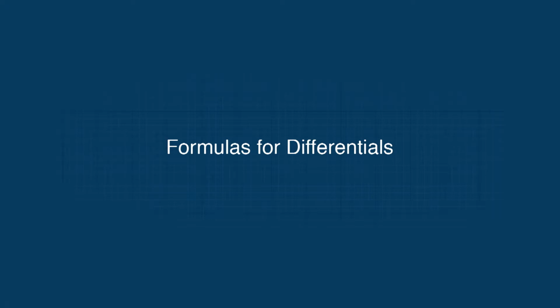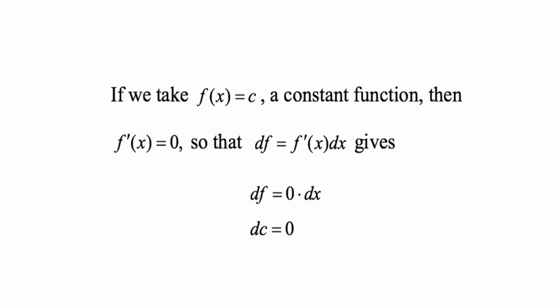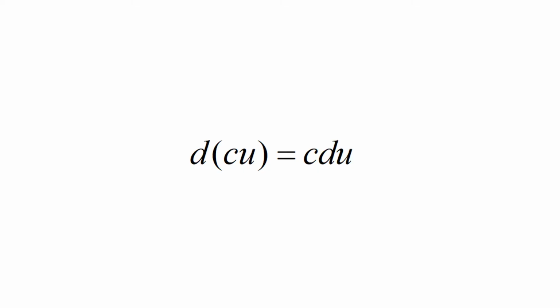We now discuss some formulas for differentials. If we take f of x is equal to c, a constant function, then f prime x is equal to 0, so that df is equal to f prime x dx gives df is equal to 0 times dx, that is dc is equal to 0. Similarly, it can be shown that d of cu is equal to c times du. This is the constant multiple rule for differentials.